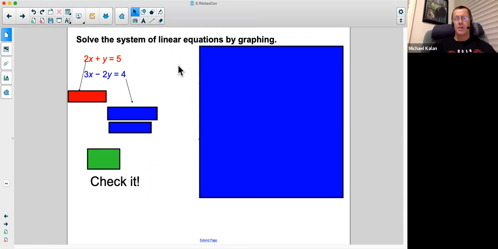Now, notice these are not in slope-intercept form, so maybe you want to use one of the other ways for graphing. But anyway, you choose, you graph. Go for it.